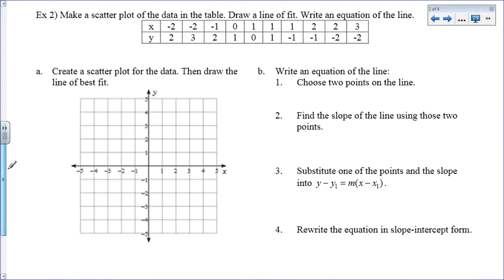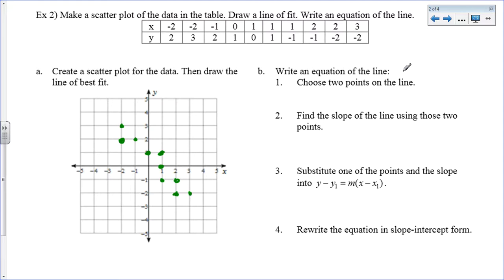Okay, we're going to look at a situation now that doesn't work out so well. And you're going to see as we graph these. So I'm going to go ahead and plot those points. So I have negative 2, 2, negative 2, 3, negative 1, 2, 0, 1, 1, 0, 1, 1, 1, negative 1, 2, negative 1, 2, negative 2, and 3, negative 2.